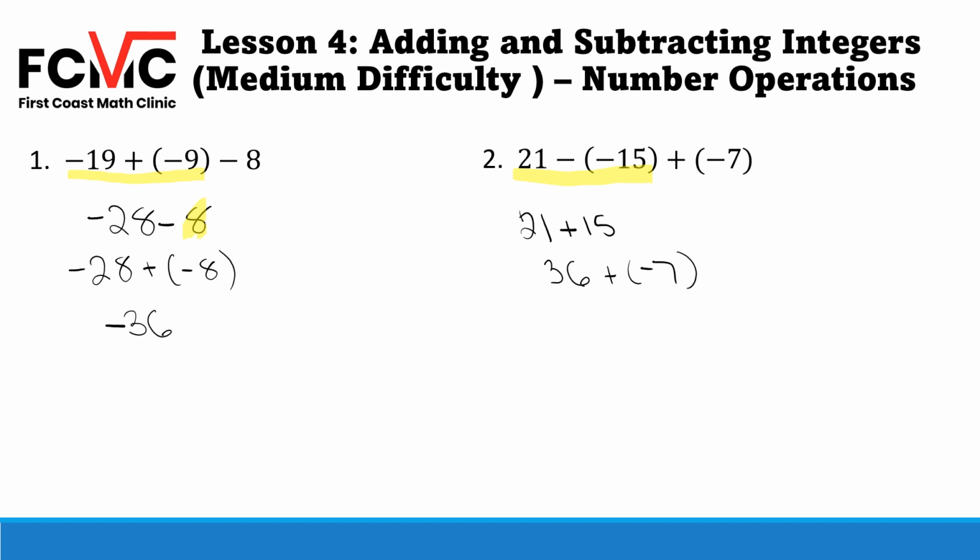Now again, let's add these up. So 36 plus negative 7, we're adding two numbers of opposite signs. So we want the difference. Well, what's the difference between 36 and 7? The difference is going to be 29. Which of these two numbers is furthest from 0? Is it the positive 36 or the negative 7? Well, the positive 36 is furthest from 0. And since the 36 is positive, our answer is going to stay positive. So our answer should be 29 here.